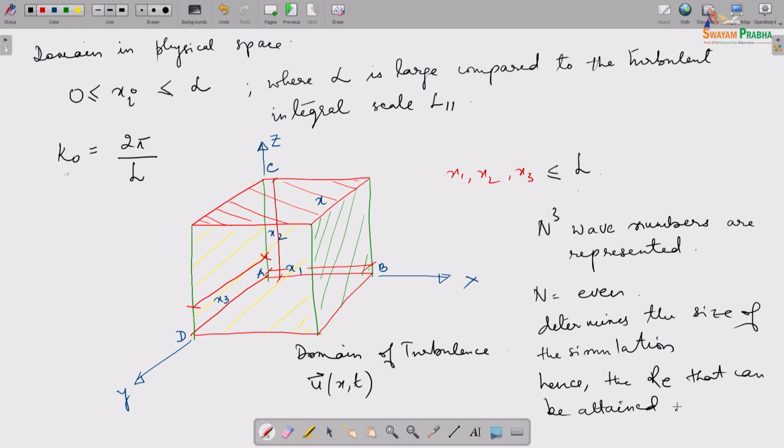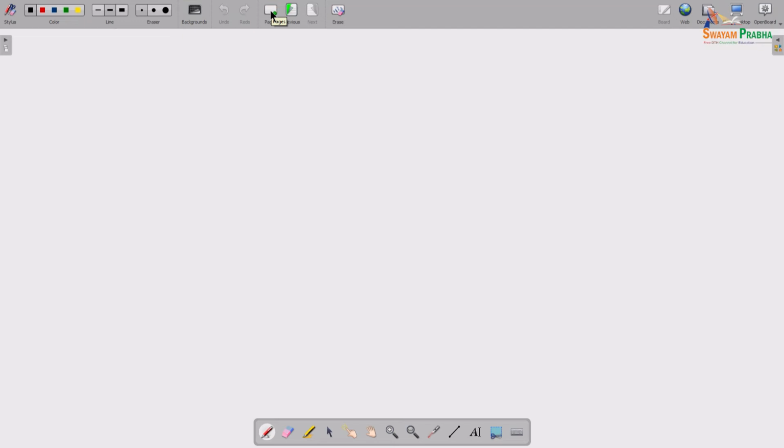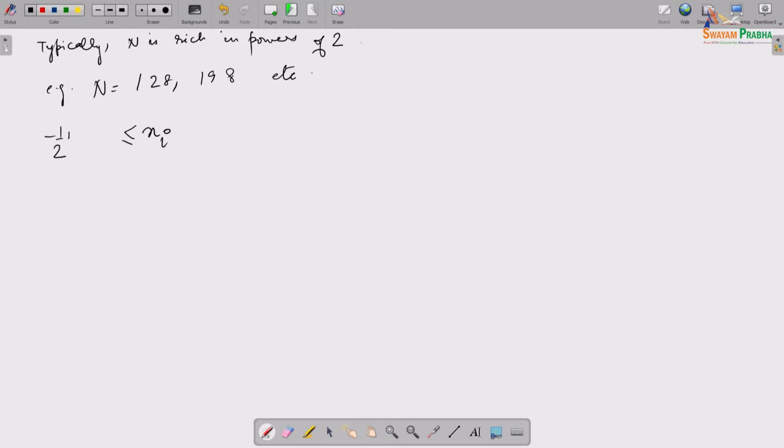So now let's learn a little bit more about that. Typically, N is chosen in powers of 2, for example 128, 256, etc. Then K max is equal to pi N by L. Okay, so you understand what we're trying to do here.